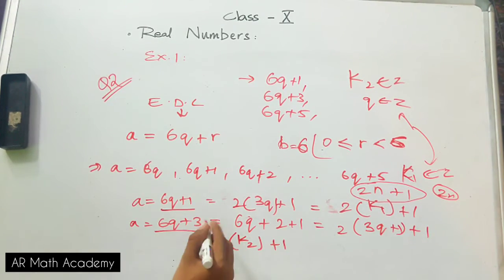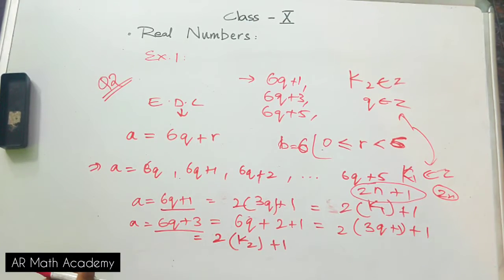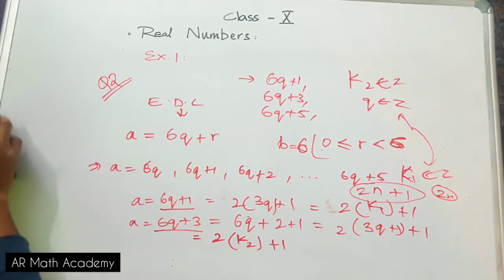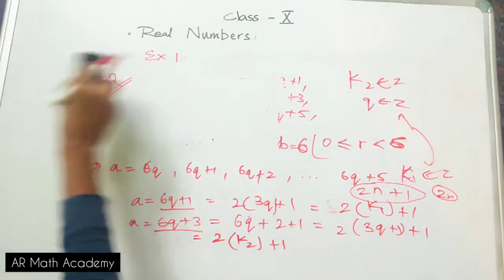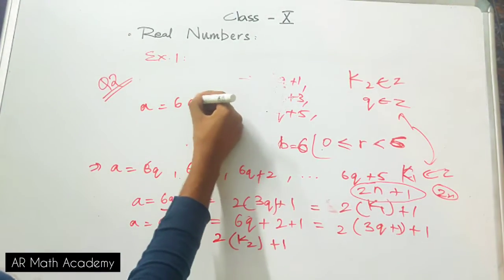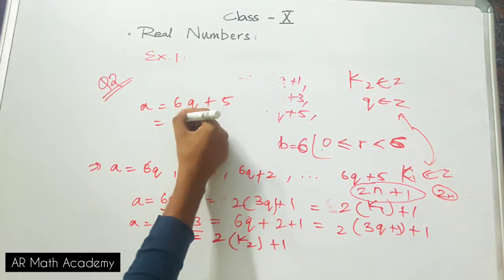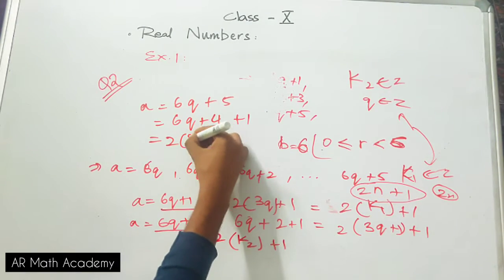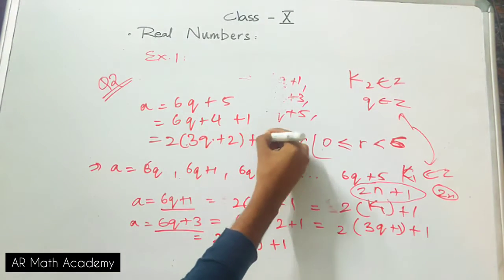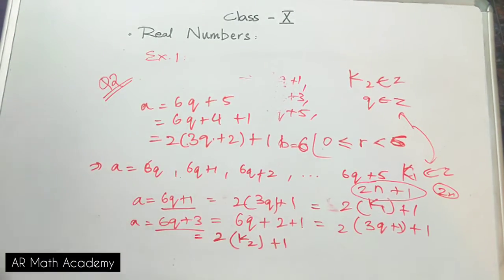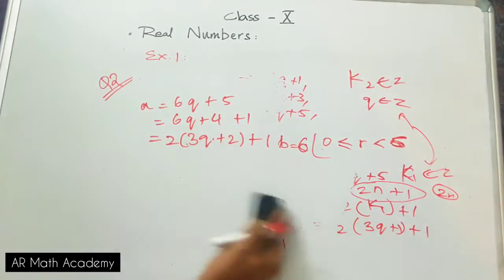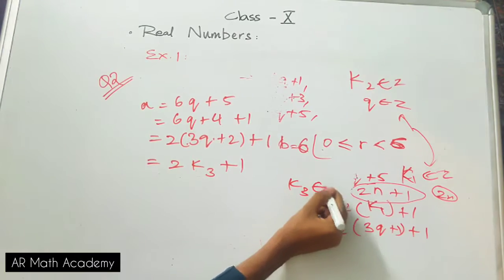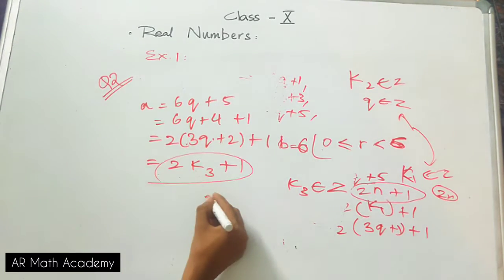So for 6q plus 1 and 6q plus 3, we have already found that these two are in the form of 2n plus 1, right? So any integer, when we substitute, will be of odd form, where odd form is 2n plus 1. And similarly, when we try to solve for 6q plus 5, we can represent it as 6q plus 4 plus 1. Now take 2 common outside: 2 times 3q plus 2, plus 1. Now this 3q plus 2 I'll represent as k3, so it is 2 times k3 plus 1, where k3 also belongs to the integers. So this is also in the form of 2n plus 1.